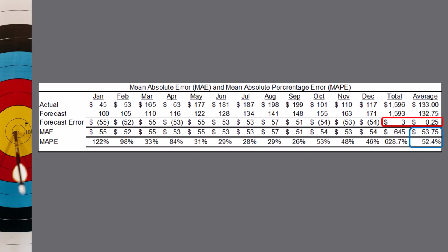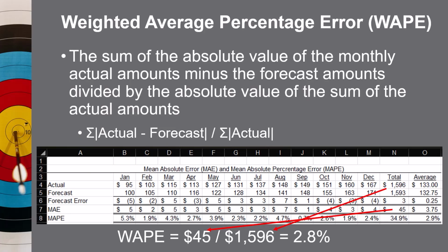I'm showing mean absolute percentage error because it's a common forecast statistic. Many people don't like it because it can throw out some very large amounts when there are low dollar amounts. It will result in an error if any month's actual amount is zero. It puts a heavier penalty on negative errors than positive errors.